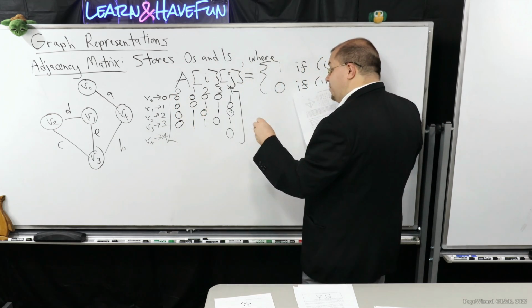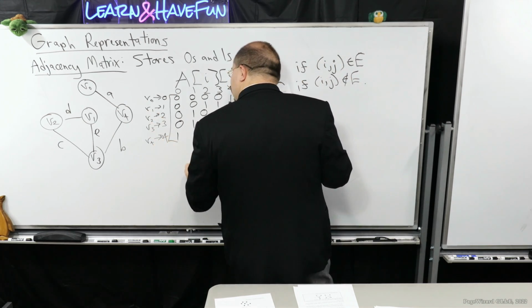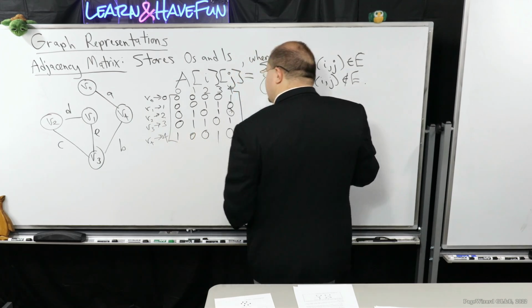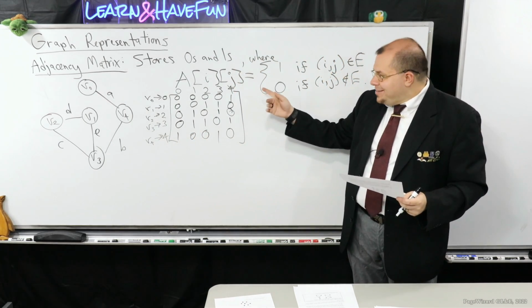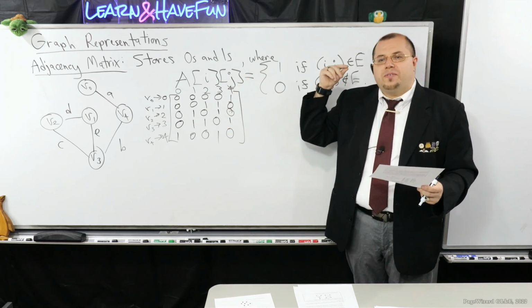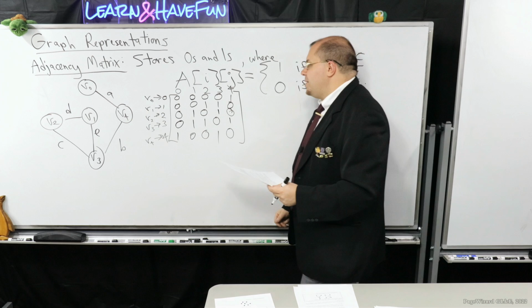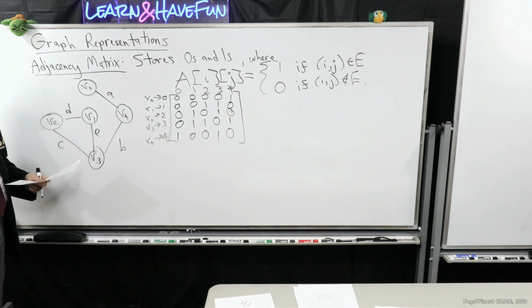Now, next, we have V4. V4, let's take a look. Well, V4 is adjacent to V0, but it's not adjacent to V1, V2. It's only adjacent to V3. And there's our adjacency matrix. So this matrix tells you if a vertex is adjacent to another vertex. So you can use this information to represent a graph.